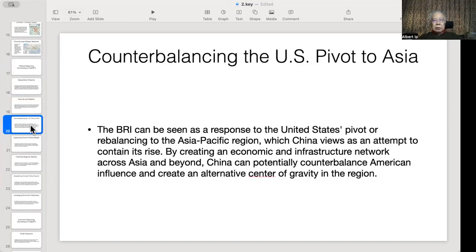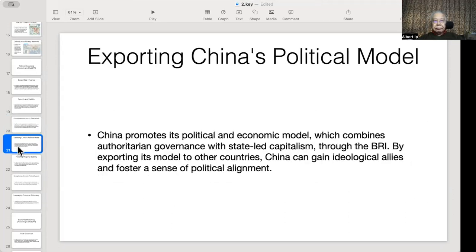Counterbalancing the US pivot to Asia, I will come to this point in more detail later on, because I think this is one of the real reasons BRI was created, to meet the challenge of the US pivot to Asia. So I think this is a valid point, but I will come into this in much more detail. Exporting China's political model, that is absolutely wrong.